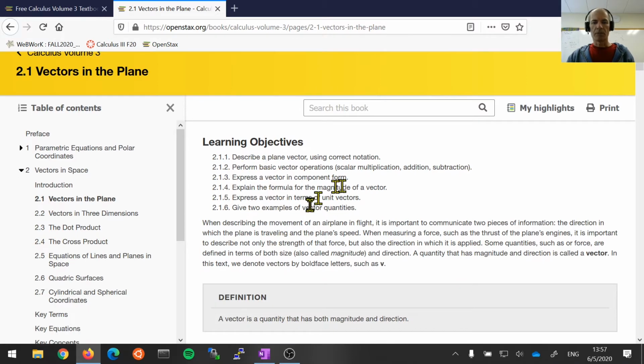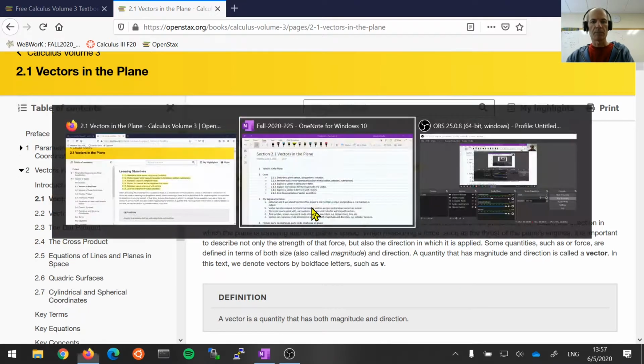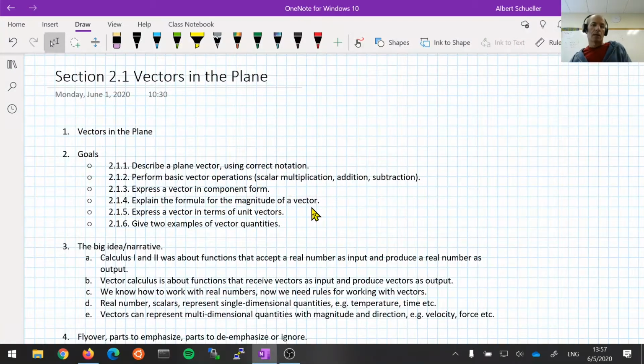So all of the learning objectives are on the table here for this particular lesson. We're going to talk about vectors. We want to be able to describe a plane vector using the correct notation. We want to be able to do basic vector operations. We want to understand how to express vectors in terms of their components. We want to be able to compute the magnitude of a vector and explain the formula for that magnitude.